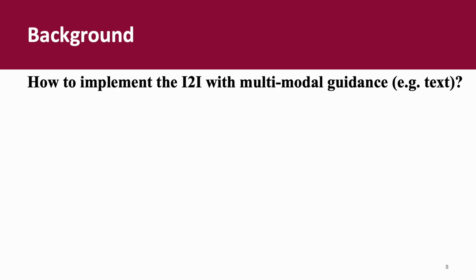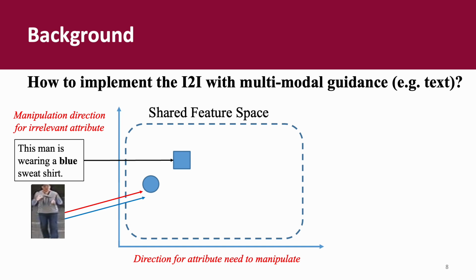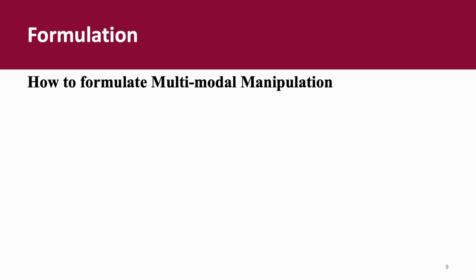Those three shortcomings can be dealt with in our framework. Different from current methods, we first project both image and text features into the same feature space and disentangle the attribute space into irrelevant and relevant space. In this way, we can compute the direction of the attribute vector. With different editing strengths, we can move the image feature in this shared space. The different movements correspond to different editing strengths in the image.